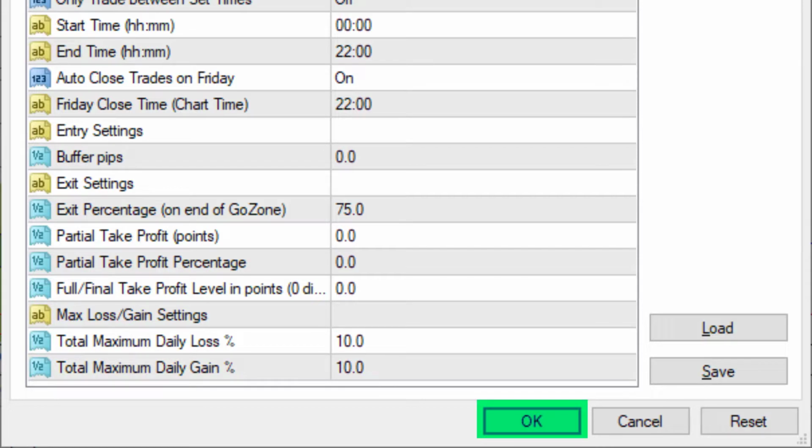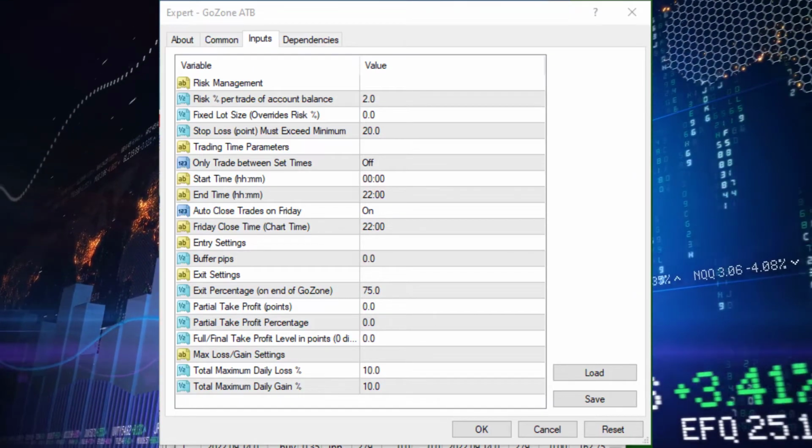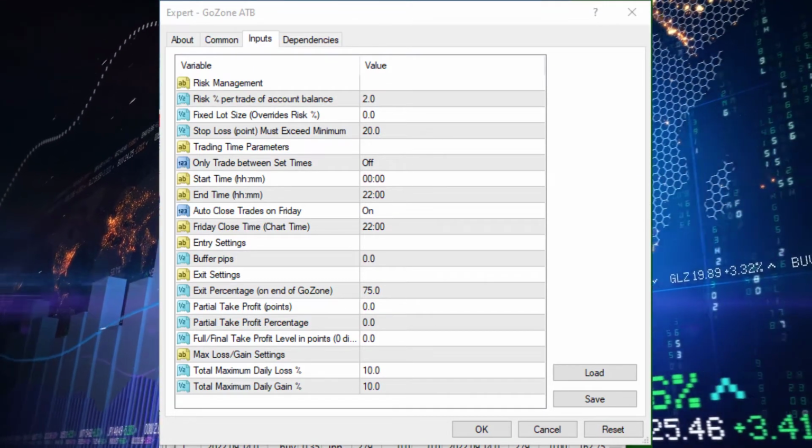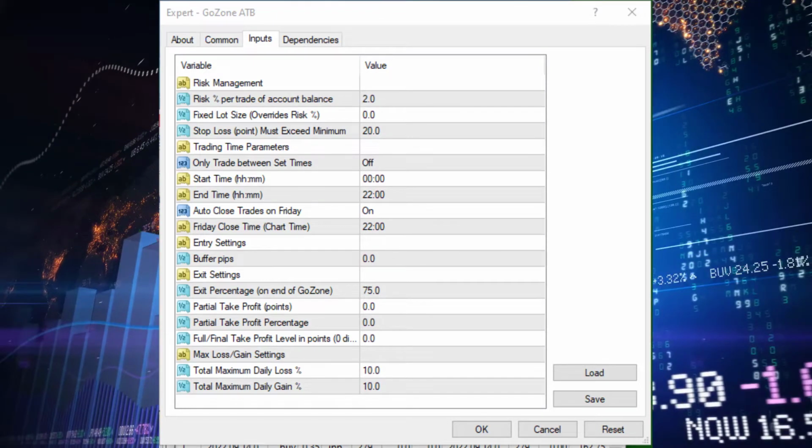All that remains is to click the OK button, and the GoZone ATB is ready to execute your trading plan without hesitation, stress, or emotions. Okay, let's look at this GoZone ATB in action. Once again, this is not financial advice, this is for demonstration purposes only.